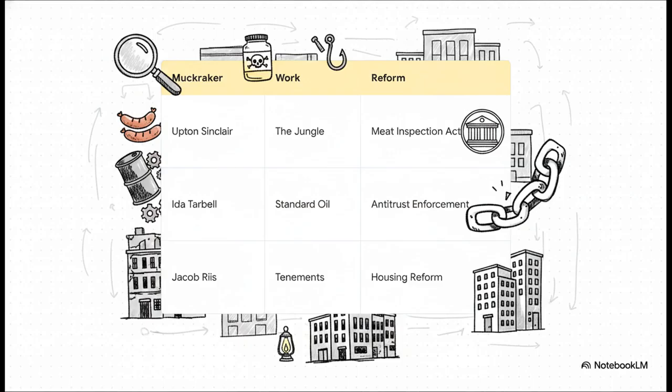Ida Tarbell wrote a massive exposé on Rockefeller's Standard Oil, sparking antitrust enforcement. And Jacob Riis used photography in How the Other Half Lives to show the brutal tenement conditions, which kicked off housing reform. Seriously, burn this table into your memory.